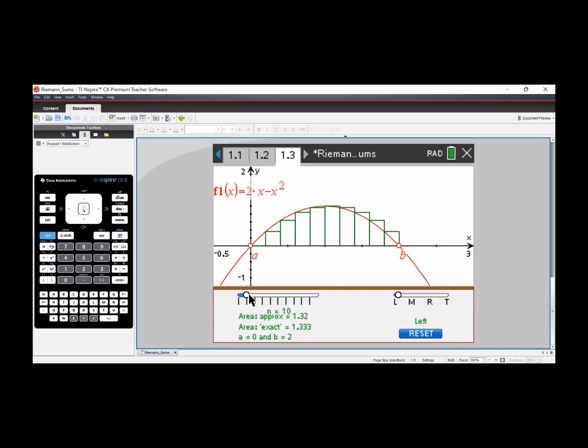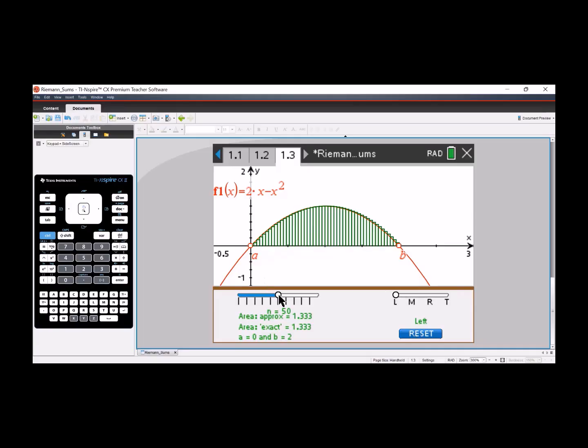Now let's change our n to 50. Look at those rectangles as we make this bigger. Okay, so here we have for n equals 50, our LRAM is 1.333, our RRAM is 1.333, our midpoint is 1.334, and the trapezoid is 1.333.